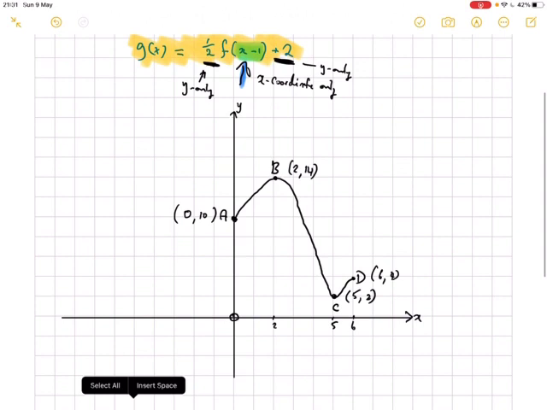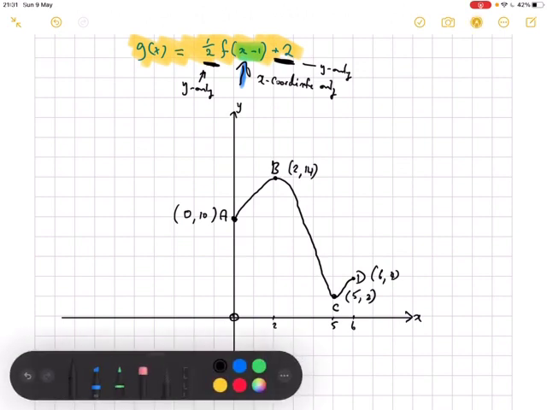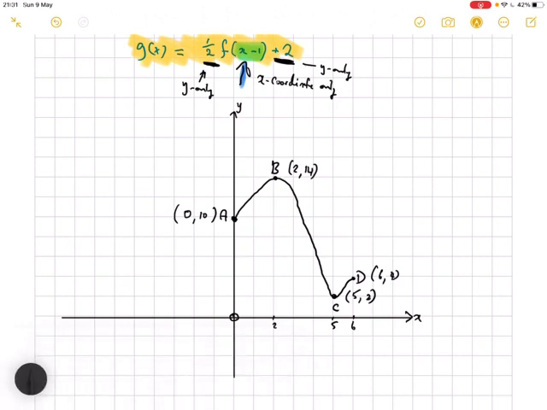So let's change color again. Let's go back to black. Let's write down our coordinates. I'll do it over here just to save space. So let's restart with our A coordinate. We start with our A coordinate here. It is 0, 10.